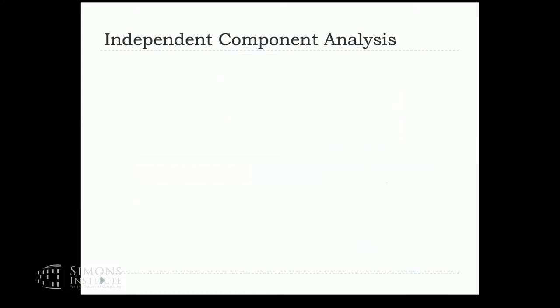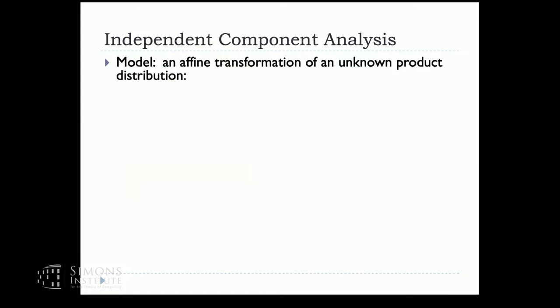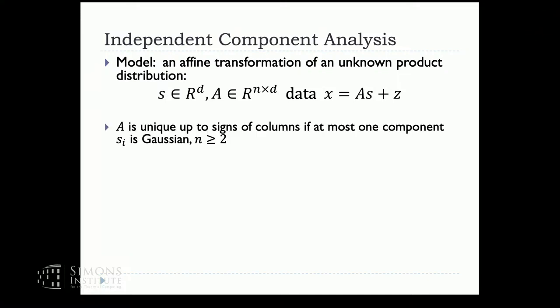Okay, so here's the classical problem. You get data, and you want to figure out the model. What's the model? There's a product distribution, so each coordinate has been picked independently. But after picking that, that's S. And then the data that you get, there's an affine transformation applied to it. So a point is picked with independent coordinates, and an affine transformation, a linear transformation plus a shift, is applied, and that's the data you get. And your goal is just to recover the affine transformation. So we'll see a geometric picture in a second.